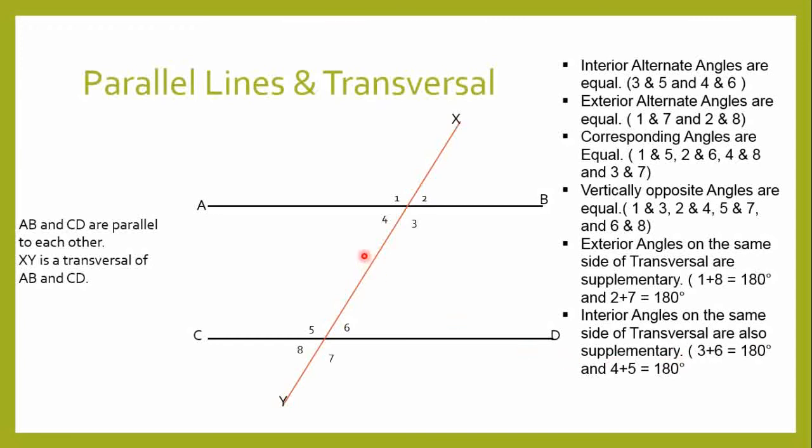And similarly, interior angles on the same side of the transversal are also supplementary. The interior angles on the left hand side of the transversal are angle 4 and angle 5, and the interior angles on the right hand side of the transversal are angle 3 and angle 6. So angle 3 plus angle 6 will be equal to 180 degrees, and if you add angle 4 plus angle 5, we will also get 180 degrees because they are supplementary, right?